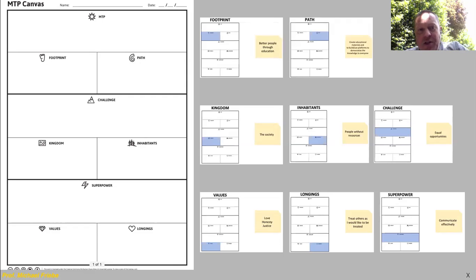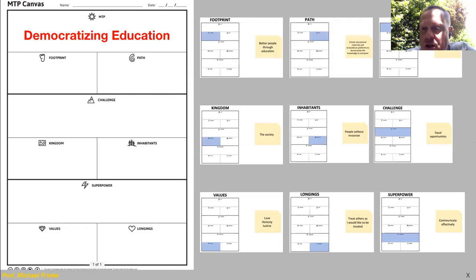So if you use this, the MTP could be, and in this case is, democratizing education. This is what you're driving for. This is your personal drive and motivation in life, and all the things you do are kind of governed by this.